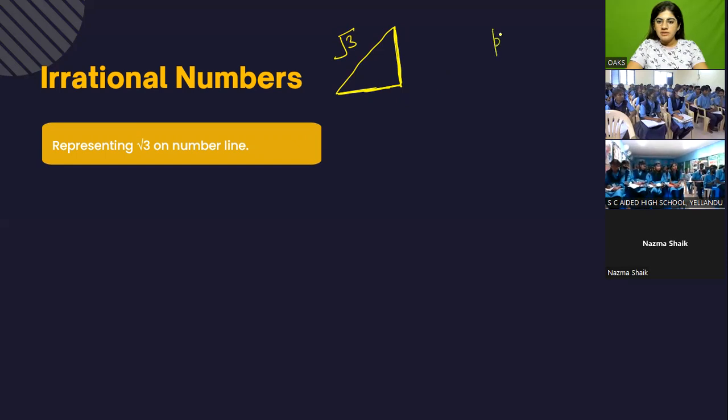The formula is p square equal to h square plus b square. Sorry, h square, my mistake. It's p square plus b square equals h square. Can anyone from school 1 tell me what you can guess, what could be the base, what could be the height?